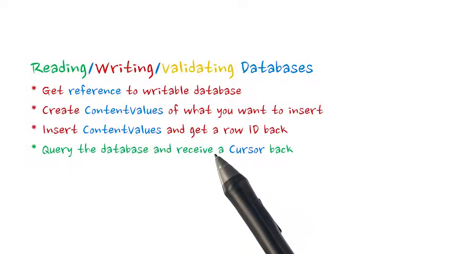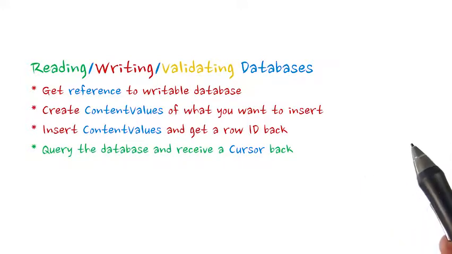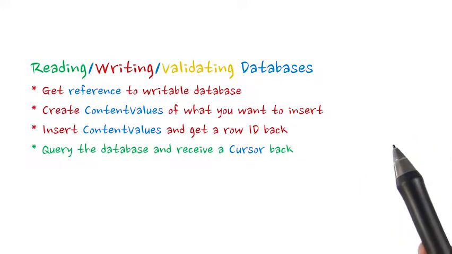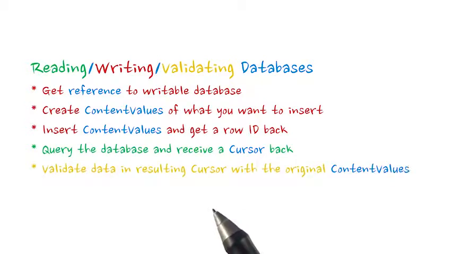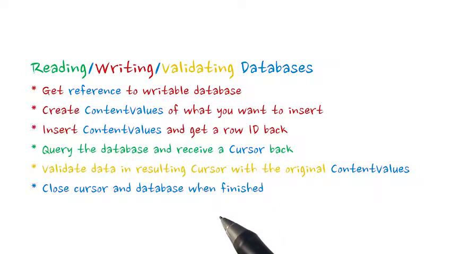Everything we've covered so far is how we read and write from the database in our app, in tests and in our app code. For our unit tests, though, we add a step to validate the values from the cursor with the ones we originally created the content values object with by using assert statements. And when we're finished, we should close our cursor and database to release the system resources as soon as possible.